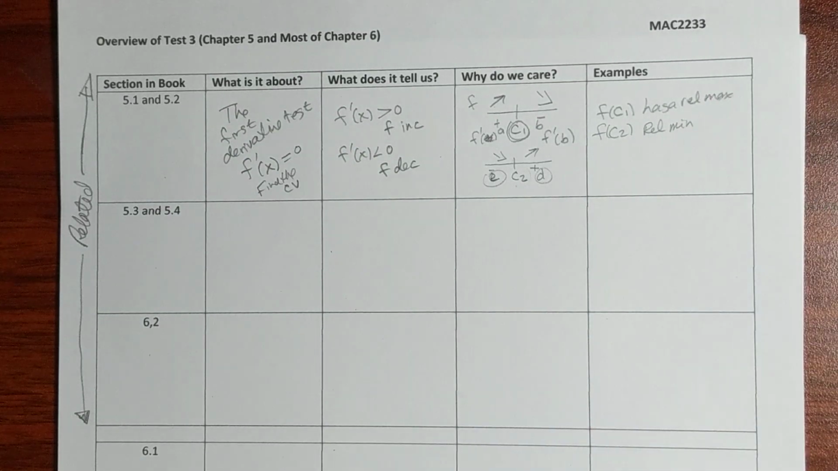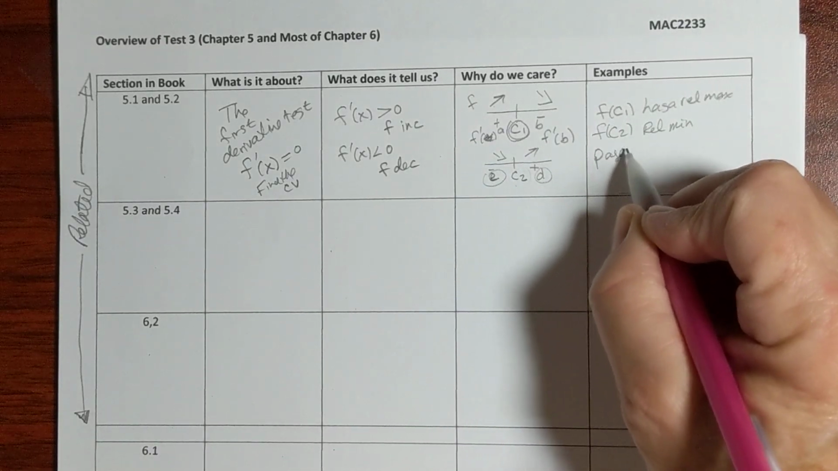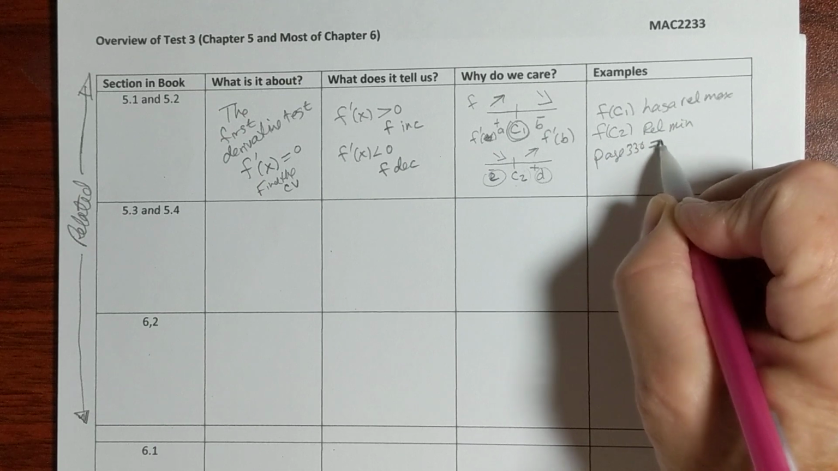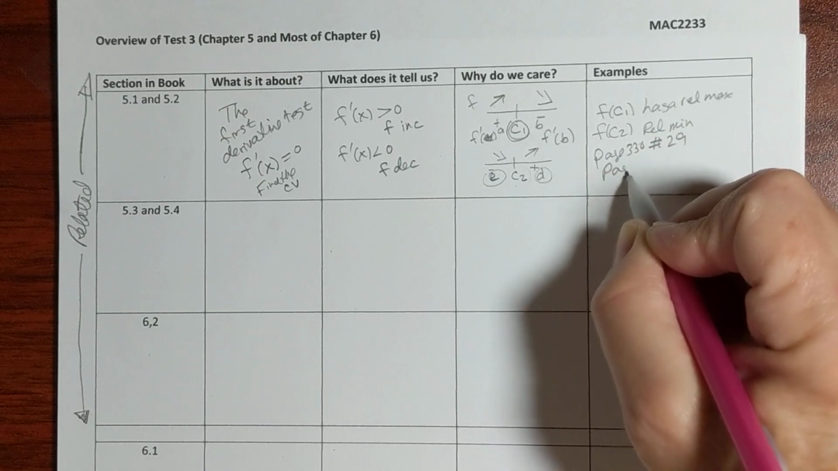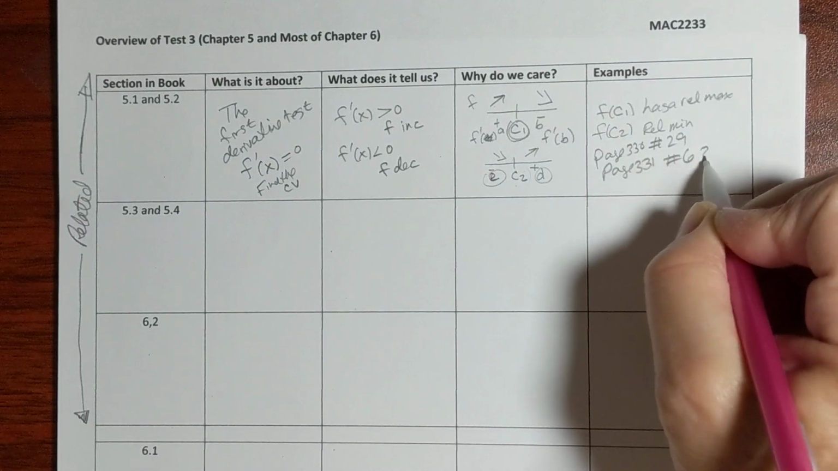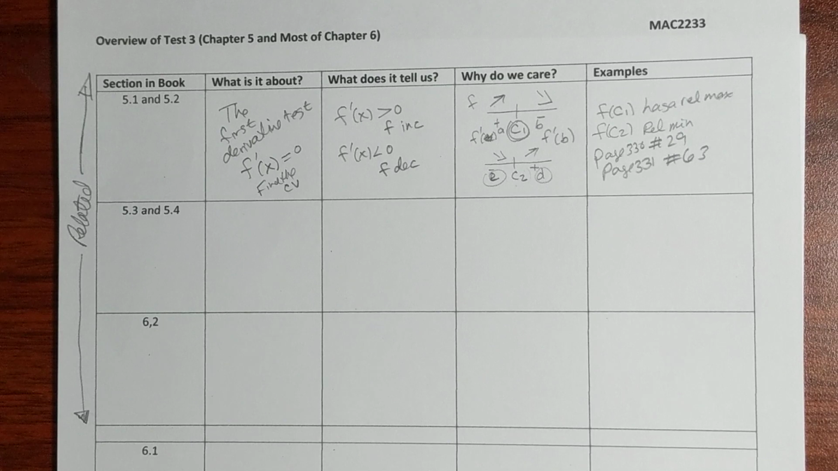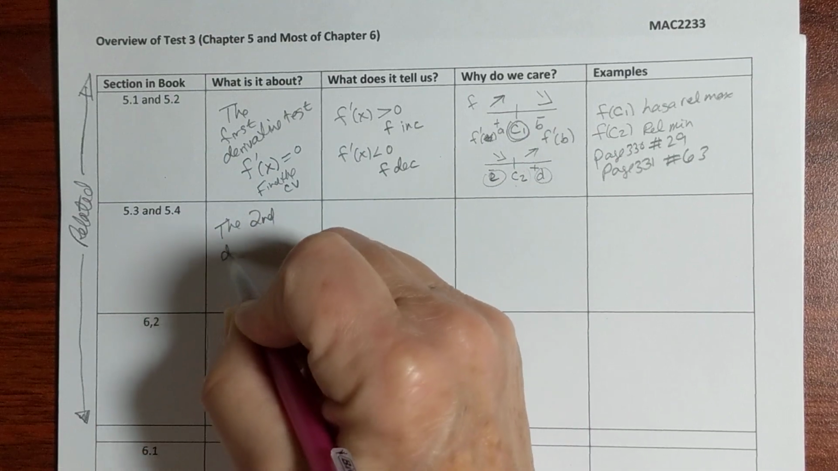So this is what it helps us know. Here are the examples I'll be doing in another video: on page 330, number 29, and then we're going to cover page 331, number 63. Okay, in section 5.3 and 5.4 of the book, this is the second derivative test.